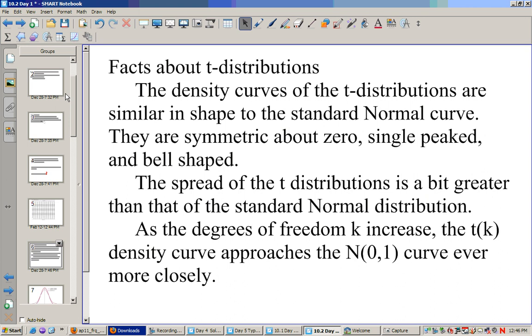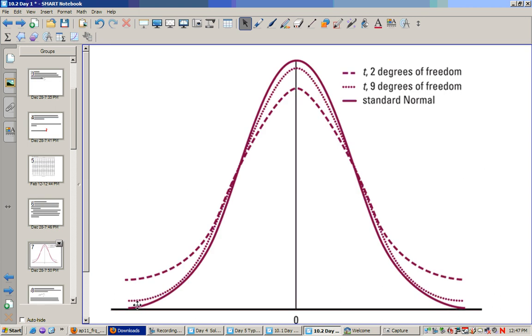Facts about the t-distribution. The density curves for the t-distribution are similar in shape to the standard normal curve. Also, they're symmetric about 0, single-peaked, and bell-shaped. The spread of the t-distribution is a bit greater than the standard deviation of the standard normal curve. As the degree of freedom increases, the t(k) density curve, so that's the t curve, approaches a normal curve ever more closely. And here's a picture of that. The normal curve is the solid line.